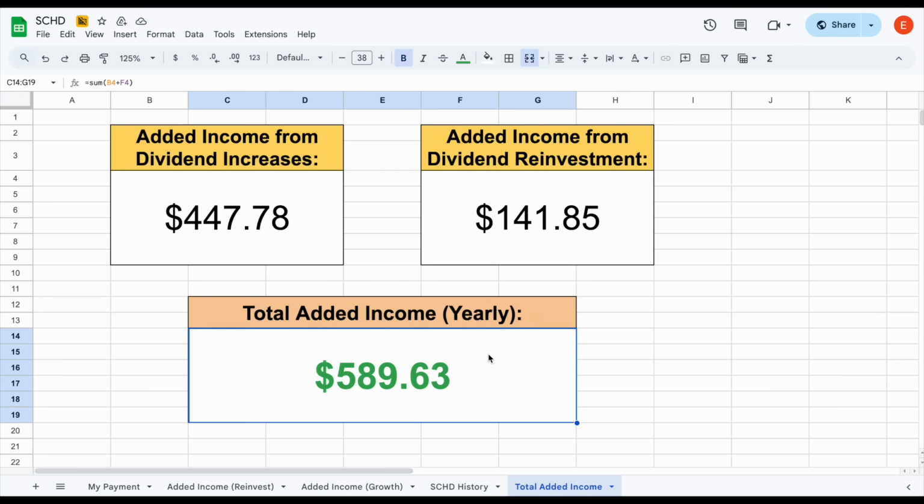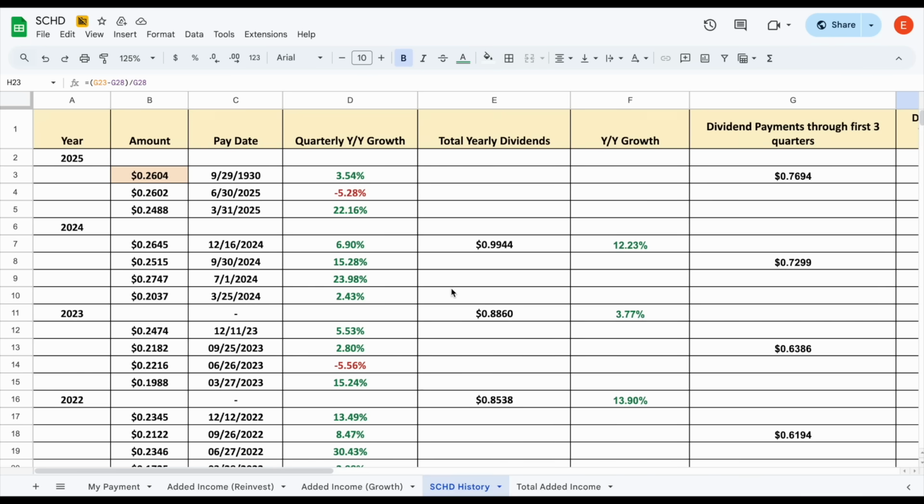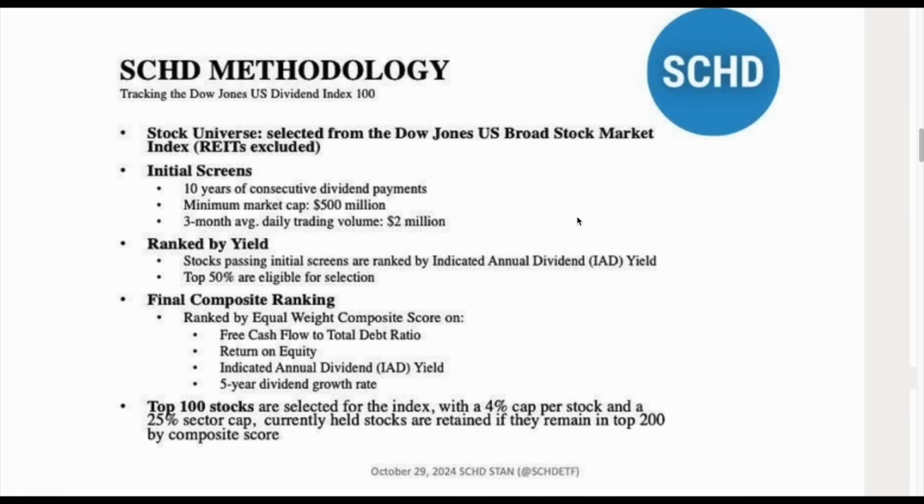Now, the question I always see and a point of confusion in reality is, how does SCHD actually achieve such consistent high levels of dividend growth? And that's a great question. This was something I talked about in an article over on Seeking Alpha not too long ago. And this is an image from my friend SCHD Stan over on Twitter.